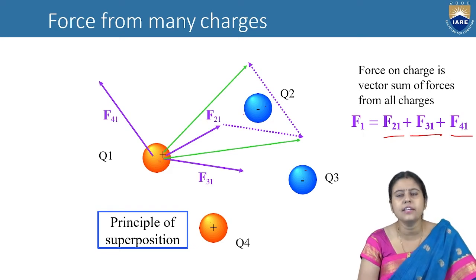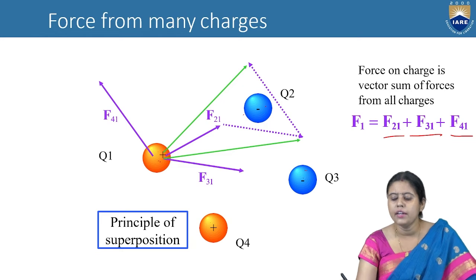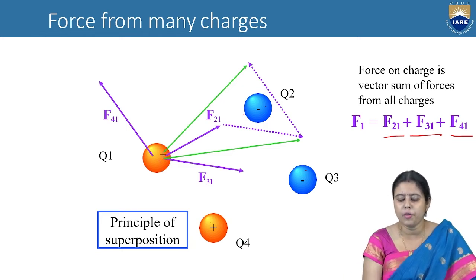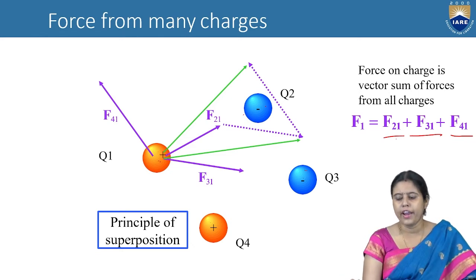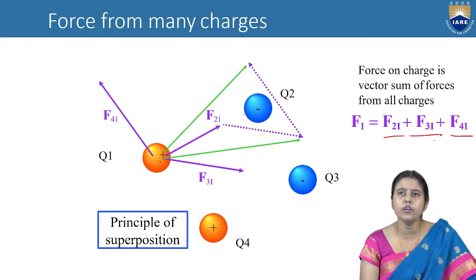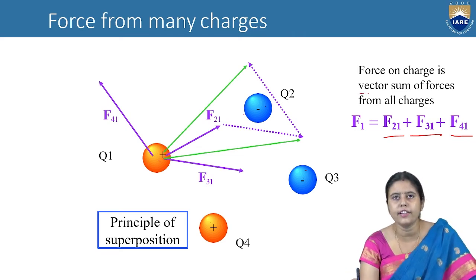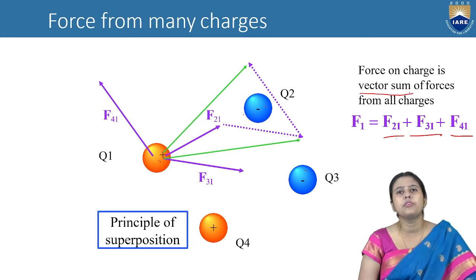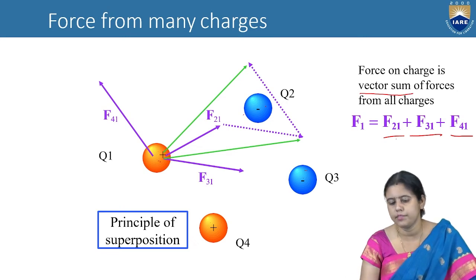We have to calculate the forces one by one. What is the meaning of F21? Q1 Q2 divided by R square, if the distance is R, times A21. Similarly, we can calculate F31 and F41. So the force on the charge is the vector sum of the forces from all the individual charges. Don't forget the word vector sum. We have to take care of the unit vector.